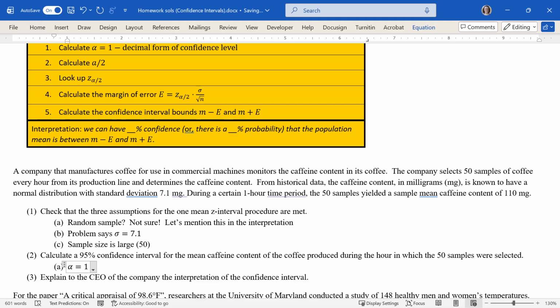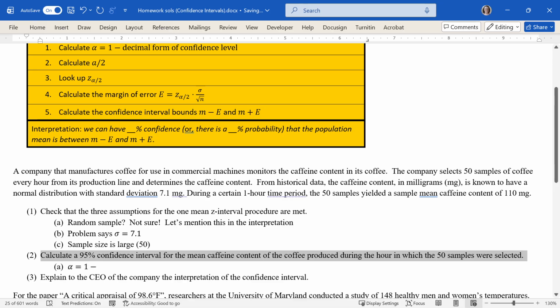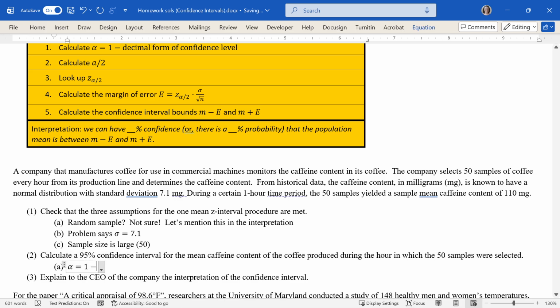So alpha is going to be 1 minus, and what is our confidence level? Oh, right, down here it says 95% confidence interval. So that 95%, that is the confidence level. And we're going to subtract the decimal form. I hope it would be obvious since you're subtracting it from 1 that it should be the decimal form, but I just made sure to say that it's the decimal form anyway. So 1 minus 0.95 is going to be 0.05. All right, so that's our alpha.